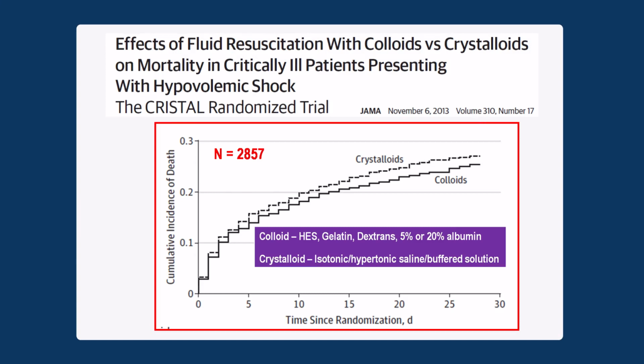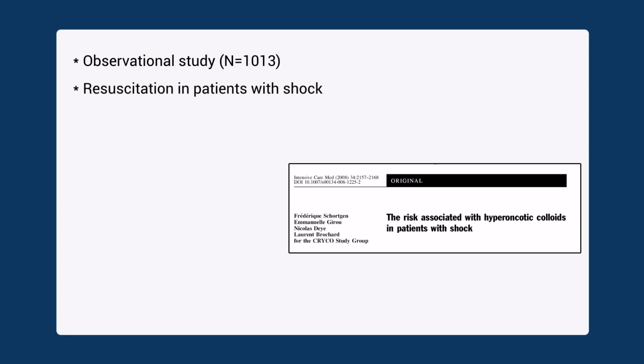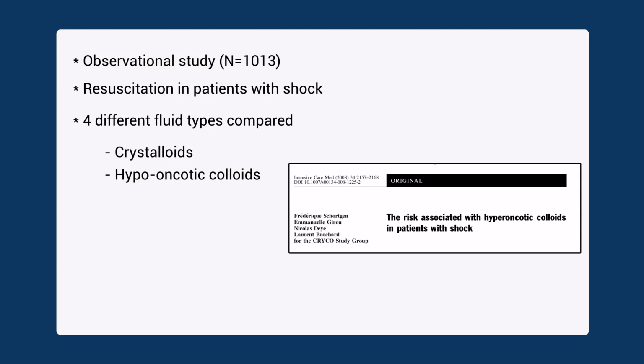So then the question comes, if colloids and crystalloids are the same, can I use any colloid? The answer is no. This is an observation study called the CRICO study, where they looked at 1,000 patients. All patients were in shock. Patients were categorized into 4 categories: either they received only crystalloids, hypo-oncotic colloids, hyper-oncotic colloids, or hyper-oncotic albumin. What does hyper-oncotic colloid or albumin mean?